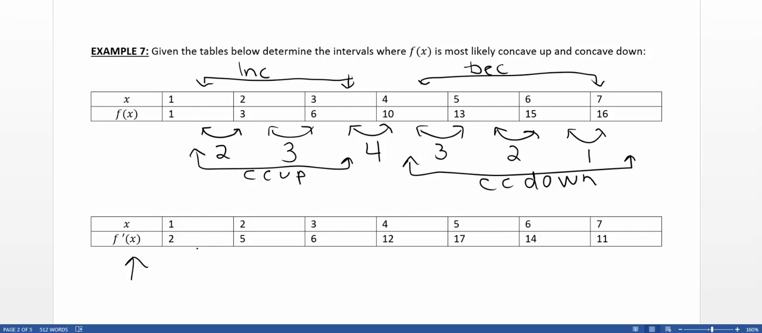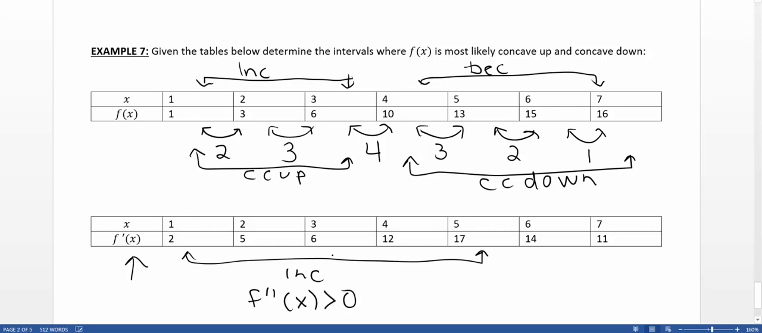So let's look at where we're going to be increasing here. So 2, 5, 6, 12, 17, those are all increasing values. If your first derivative is increasing, your second derivative is positive. That's the relationship we have. But we also know that if the second derivative is positive, the original function is going to be concave up. So we know that from x equals 1 to x equals 5, f of x, the original function, is going to likely be concave up.